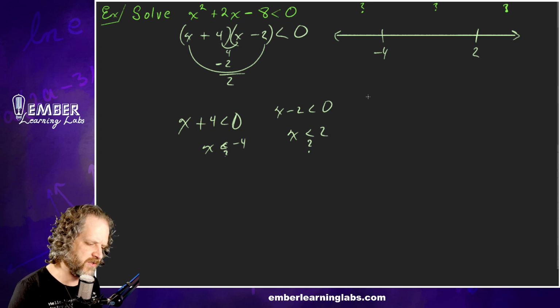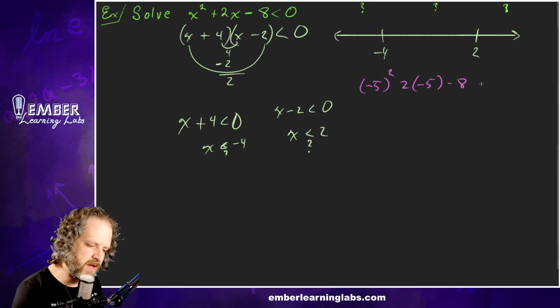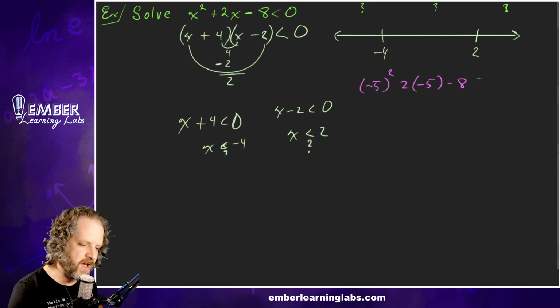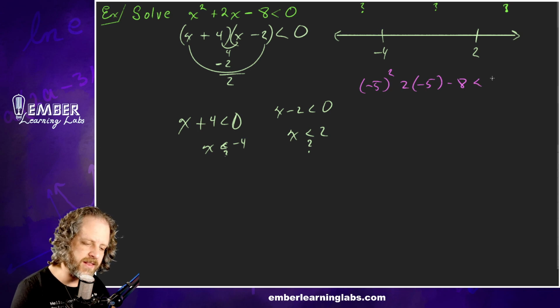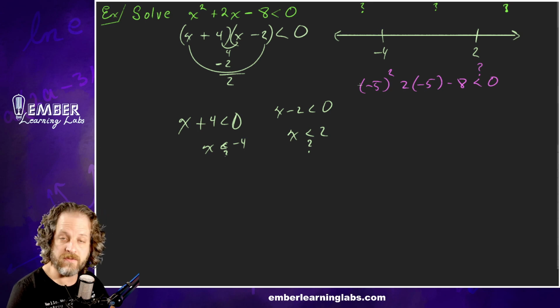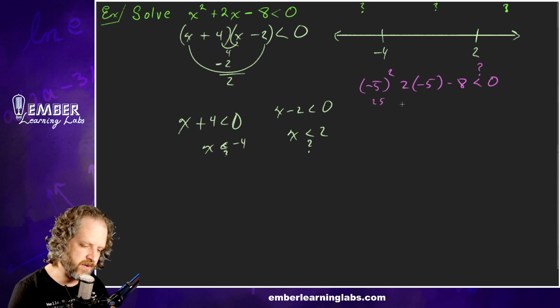Let me switch colors so we can know what's happening. So we're going to plug a -5 in here, -8. And we want to know, is that less than 0? Right? -5 squared is 25 minus 10.